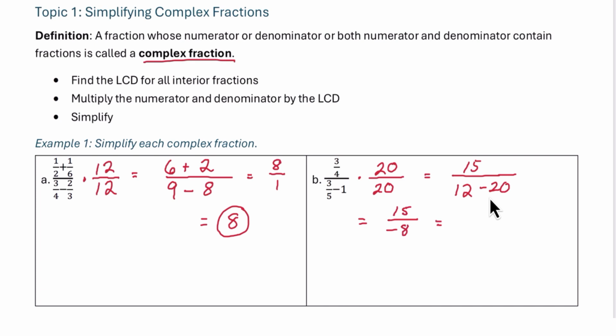So we have -15 over 8. This is an improper fraction. We're going to leave this as an improper fraction unless we are specifically told in the directions to convert to a mixed number.